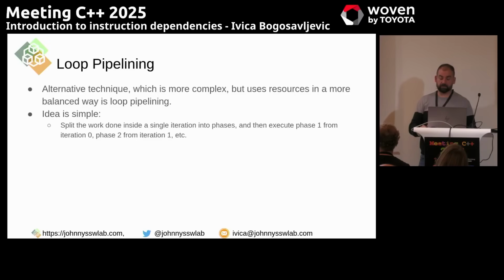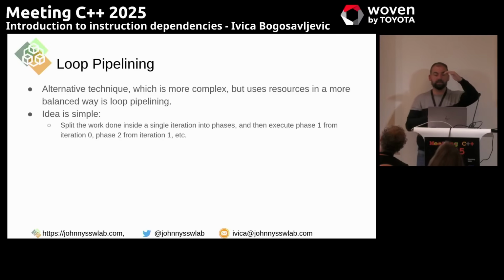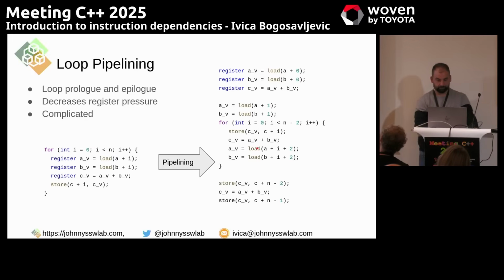Yeah, so that was one technique. The second technique is called loop pipelining. It's more complicated, but it uses resources in a more balanced way. So what's the idea? You take the loop and split the loop body into several phases, let's say a loading phase, an operations phase, and a storing phase, and then you execute phase 1 from iteration 0, phase 2 from iteration 1, and phase 3 from iteration 2, and you get something like this.